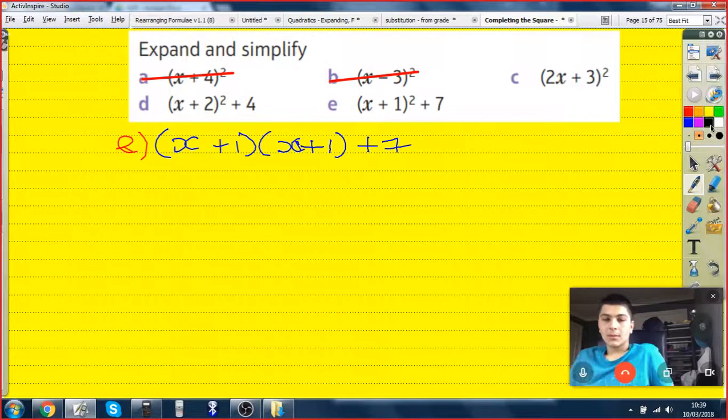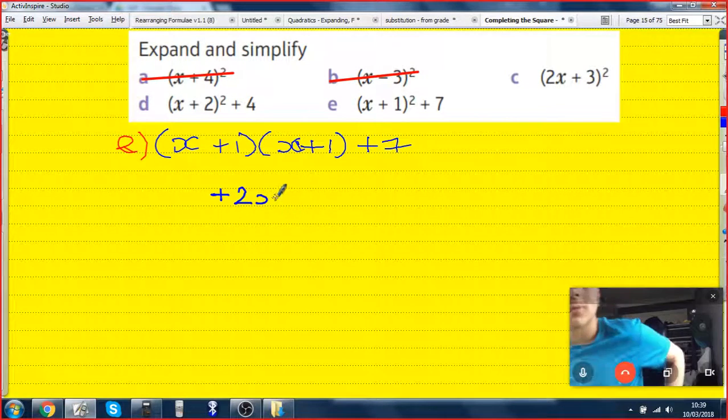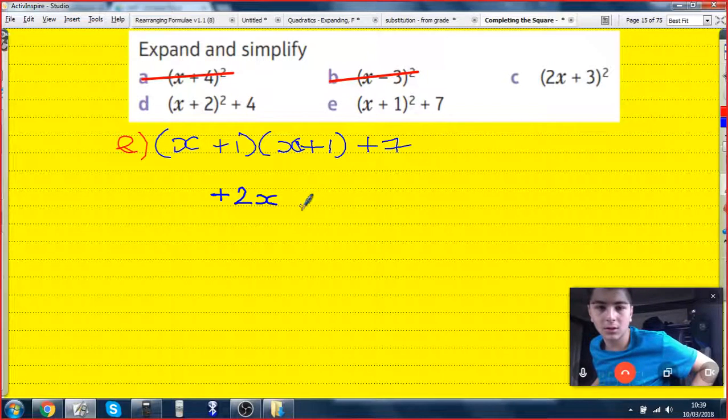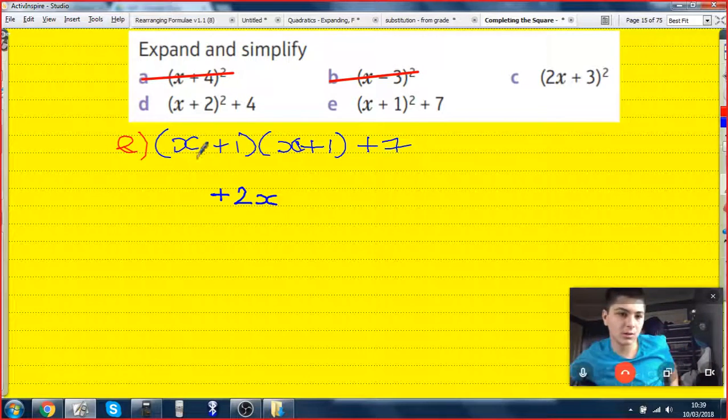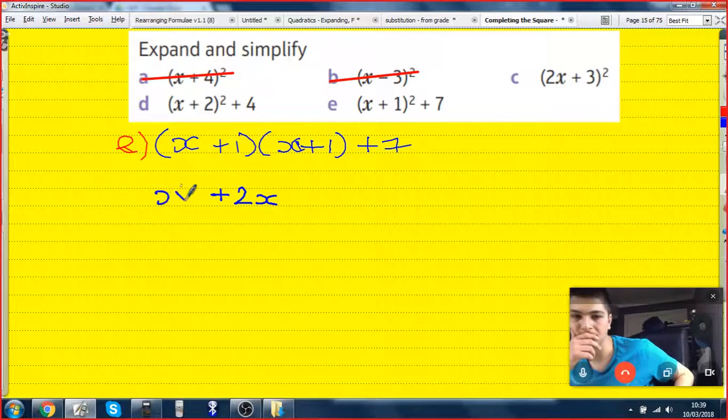And what do you get when you expand that? 2x plus 1x plus 1x plus... plus 7. Hold on. So, what's the first thing you get when you multiply x plus 1 times x plus 1? X squared. Yeah, x squared. Okay, so x squared. You said plus 2x. What else?